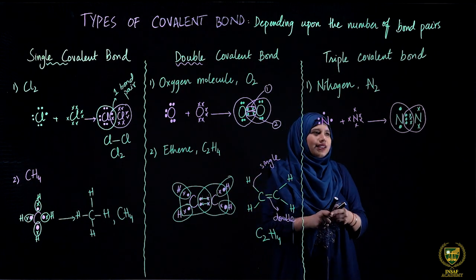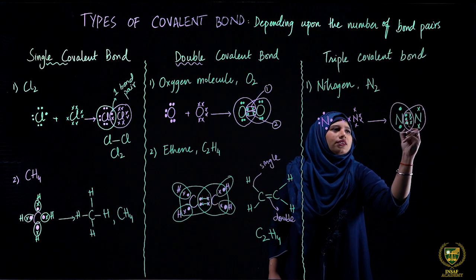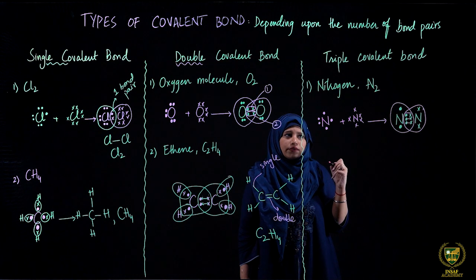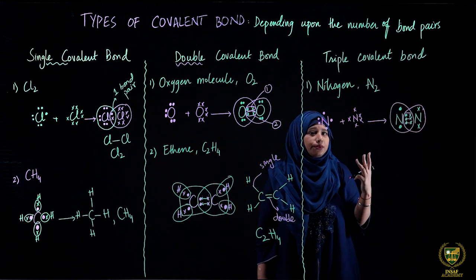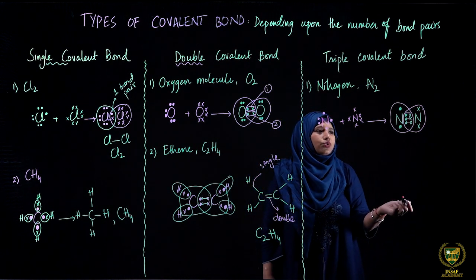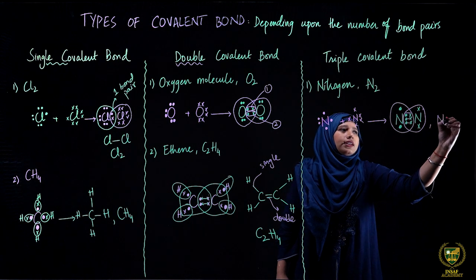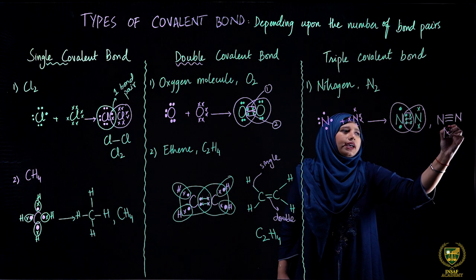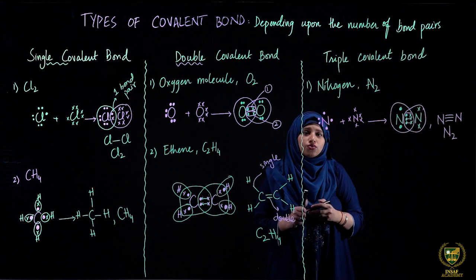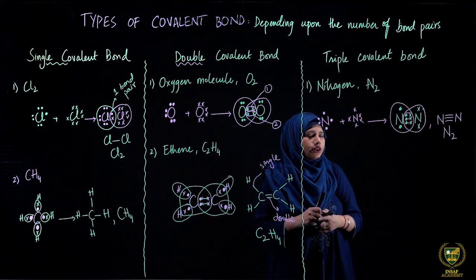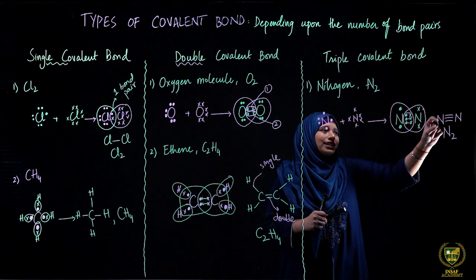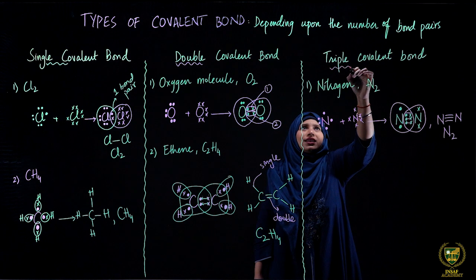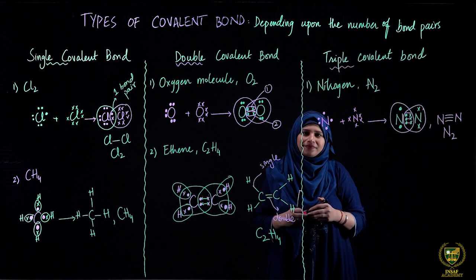लेकिन look at this clearly. You can see that 1, 2 and 3. How many bond pairs are involved? So there are 3 bond pairs involved. So हम इसे कह सकते हैं कि this is N, 3 bond pairs N, which is also written as N2 because 2 atoms of nitrogen over here are combined together. So चूंकि 3 bond pairs involved हैं, so हम इसे बोलेंगे triple covalent bond.